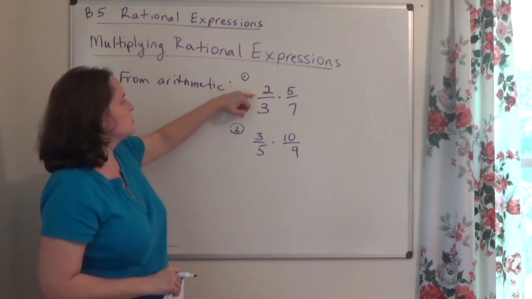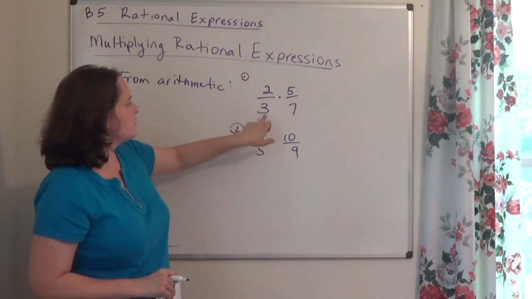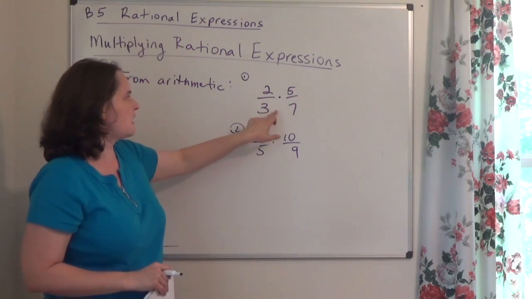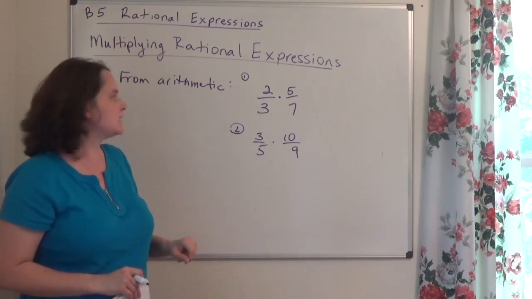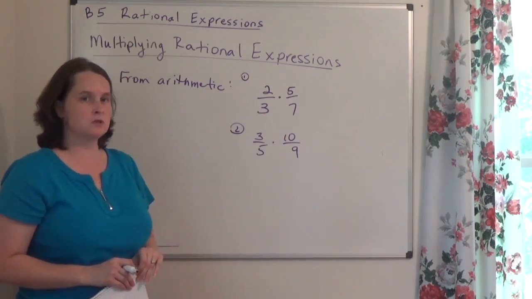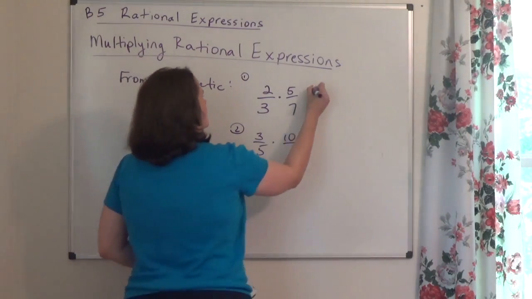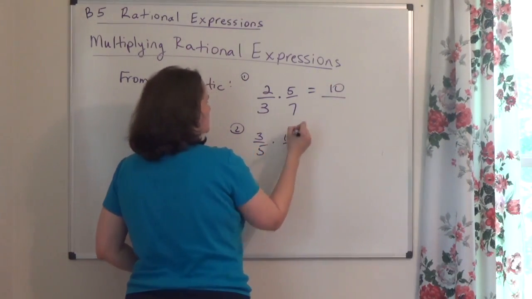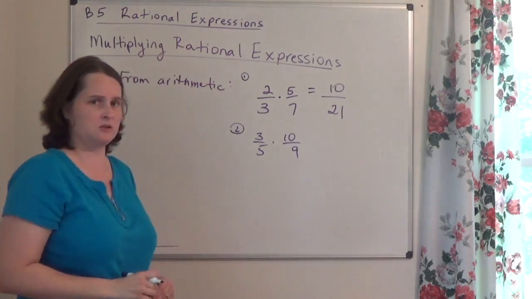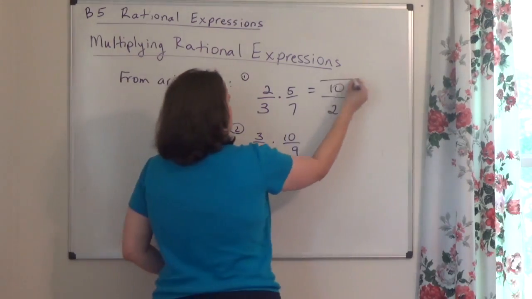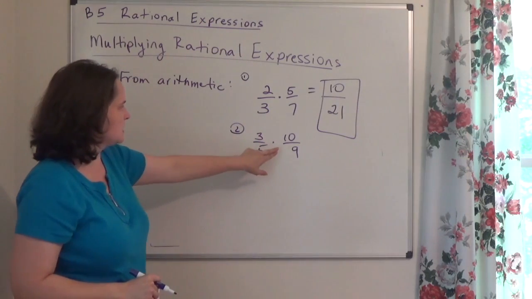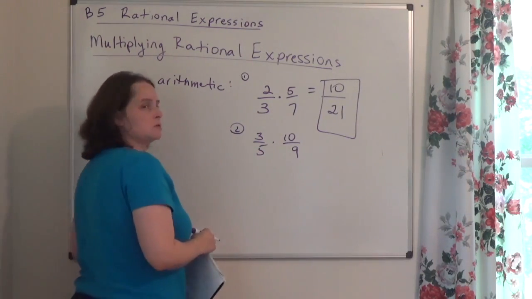So looking at my first one, 2/3 times 5/7, if you look at the 3 and the 5, look crosswise, do 3 and 5 share a common factor? They don't. 2 and 7, they do not share a common factor. So we can just multiply straight across the top and get 10, and straight across the bottom, 3 times 7 is 21. 10 over 21, they do not share any common factors, so we don't have to reduce that. And we are done. In the second example, 3/5 times 10/9, this time I can reduce first.